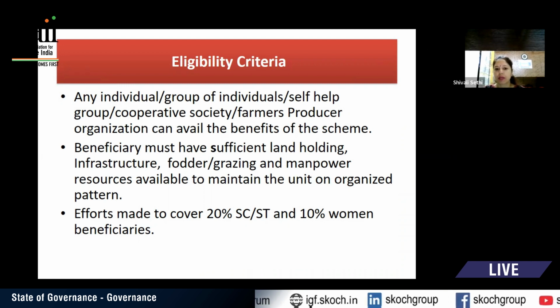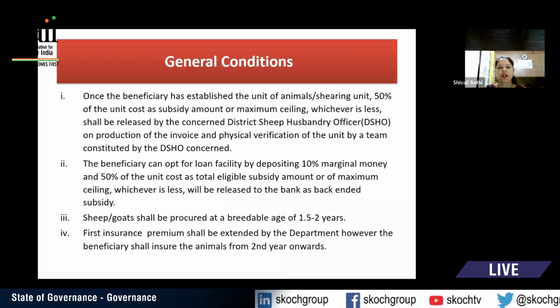Efforts are made by the department to cover the SC and ST category breeders. 20% weightage is given to them, and 10% is fixed for women beneficiaries. The other conditions are, once the beneficiary has established the unit, the unit cost as subsidy will be paid to him by the department on the physical verification by a technical team constituted by the department.